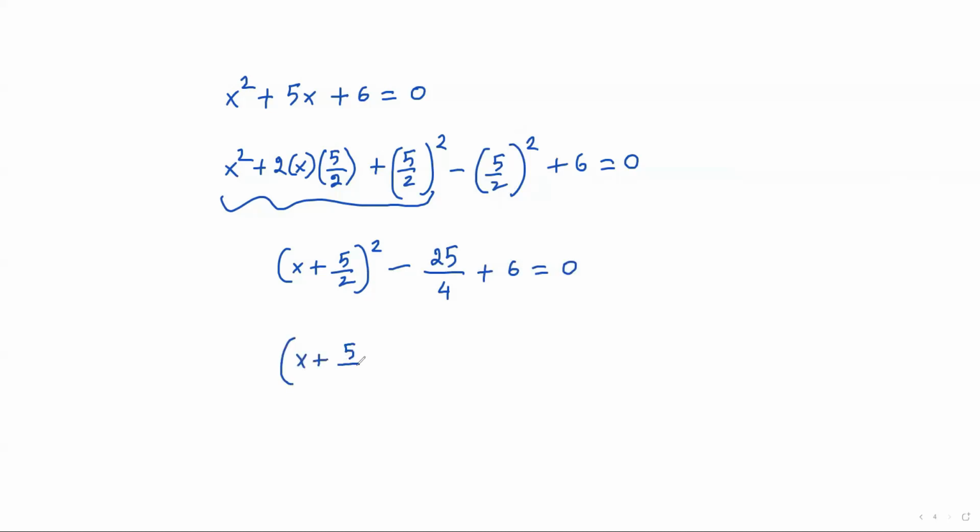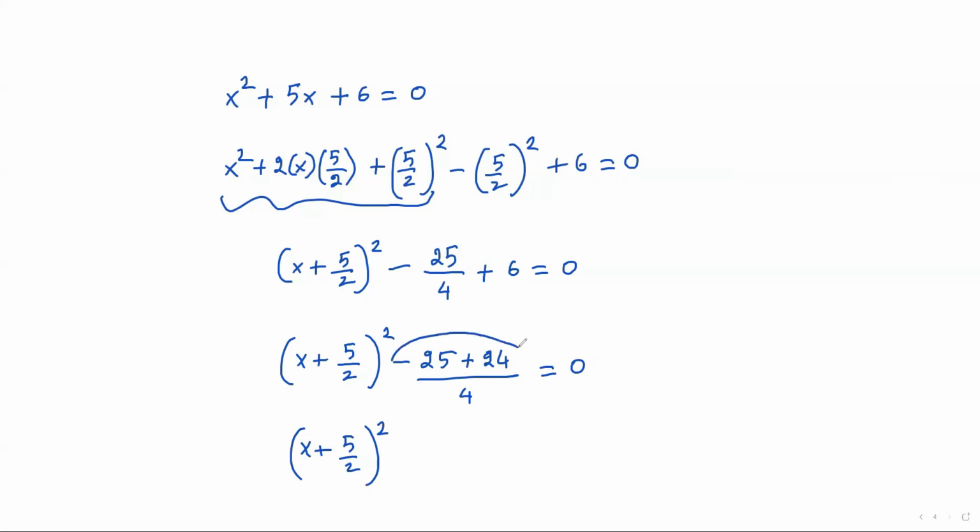So we get (x + 5/2)². Now to simplify this one, −25 over 4 + 6, we have to multiply this integer 6 by this denominator 4. Once we are done with this multiplication, we can take this 4 as a common denominator. So we can write this one as (−25 + 24) over 4 = 0, since 6 times 4 is 24. So (x + 5/2)². When I simplify −25 + 24, it will be −1 over 4 = 0.